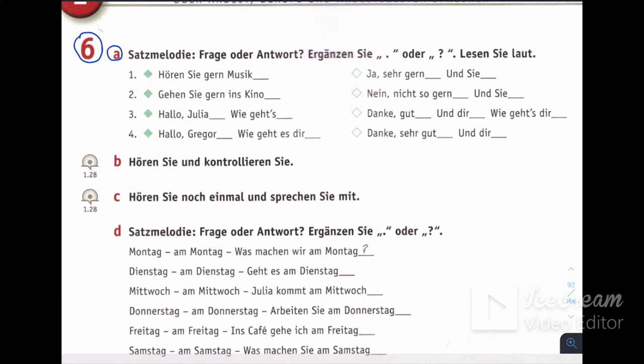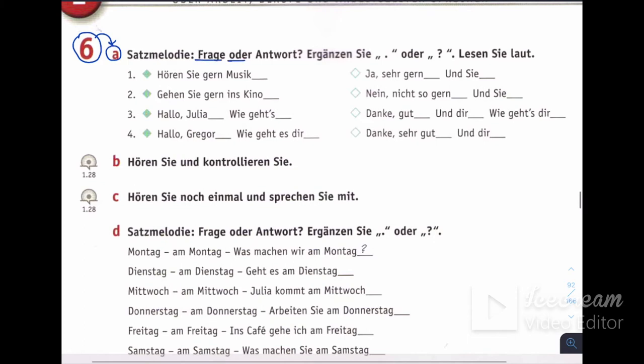6A. Satz, Melodie, Frage oder Antwort. Question or answer, ergänzen Sie. You need to fill in a full stop or question mark. You just need to read it and fill in whether it is a question mark or it is a sentence. First one.